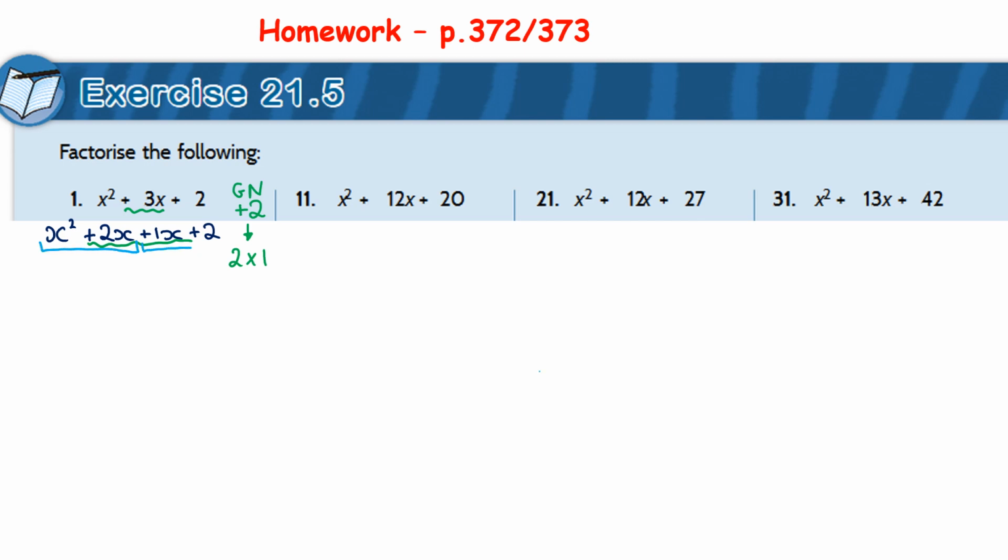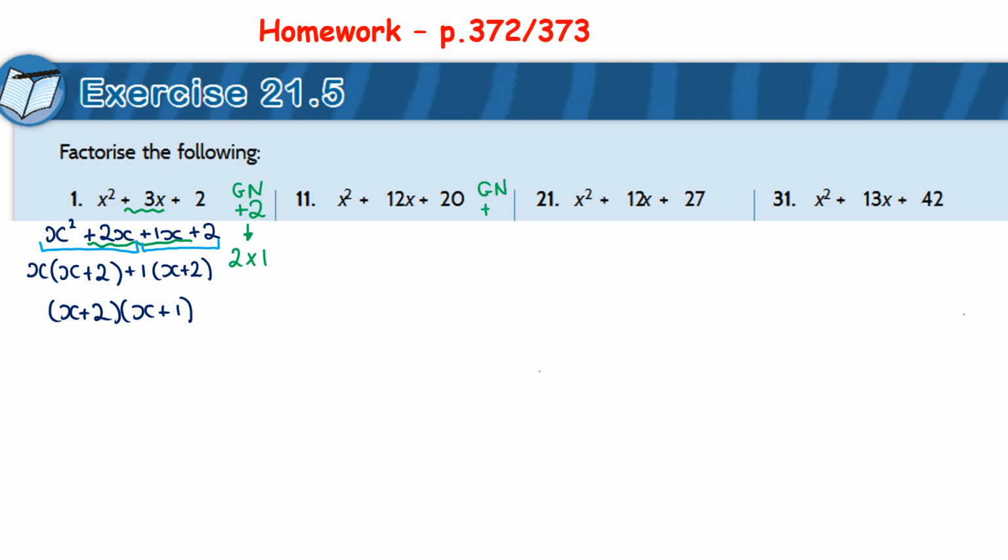So then we're going to do some grouping. So there's my first group, my second group. X is common, I'm left with x plus 2. Plus 1 is common, I'm left with x plus 2. X plus 2 is the common bracket, and then I'm left with x plus 1. If you did that the opposite way around, you could have x plus 1 times x plus 2, and that is absolutely perfect. So now let's look at question 11.